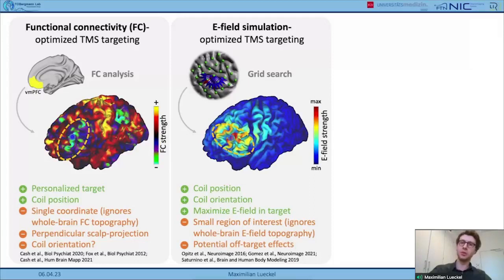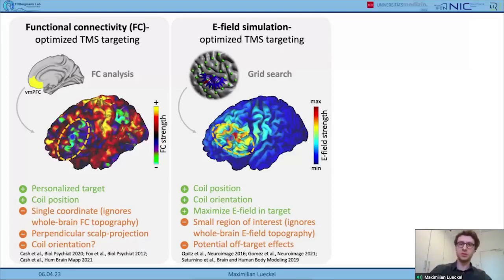Again, this approach has a few problems. For example, most commonly, the E-field is only maximized within a very small region of interest surrounding the identified target coordinate. Again, ignoring the whole brain properties of the induced E-field and its spatial spread, basically, across the brain that clearly goes well beyond this small region of interest.